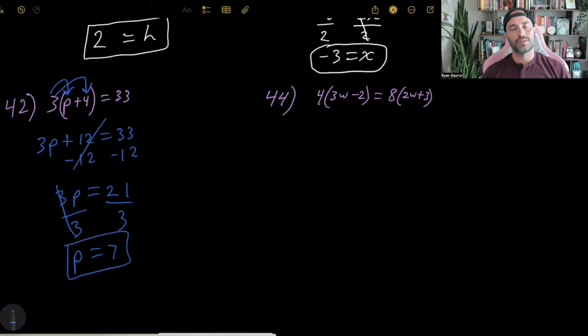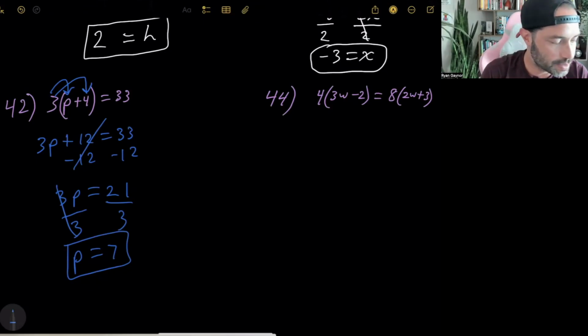Okay, let's check our work. What is 7 plus 4, right? Because if p equals 7, plug it in, 7 plus 4, that's 11. 3 times 11 is 33. All right, we are looking really good, everybody.